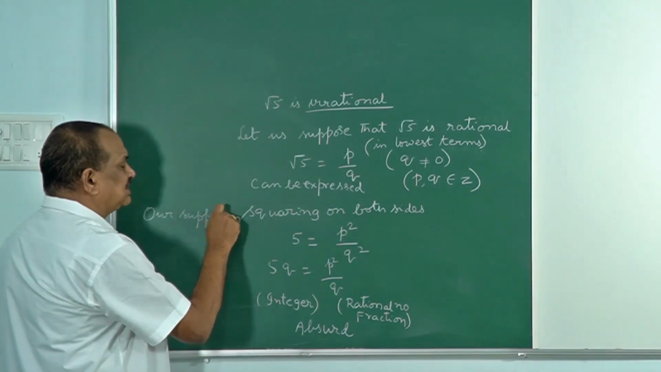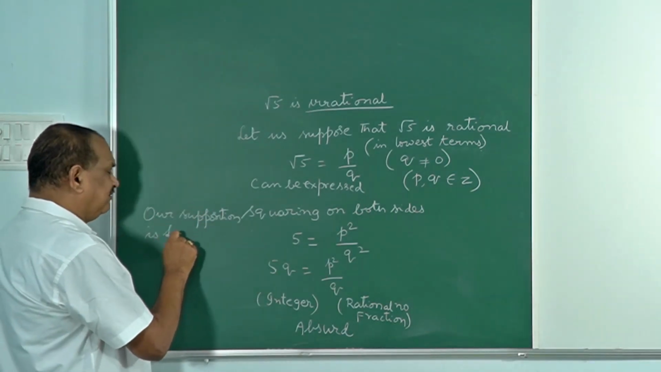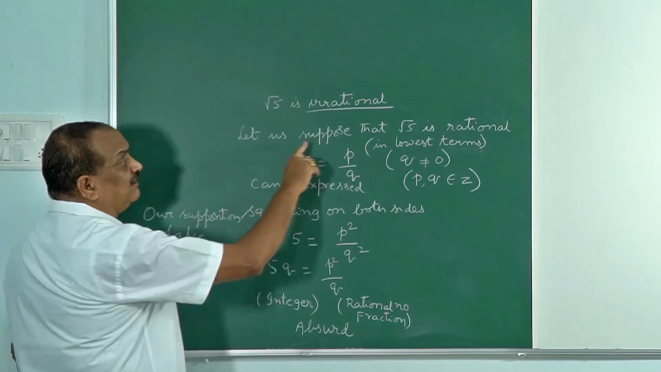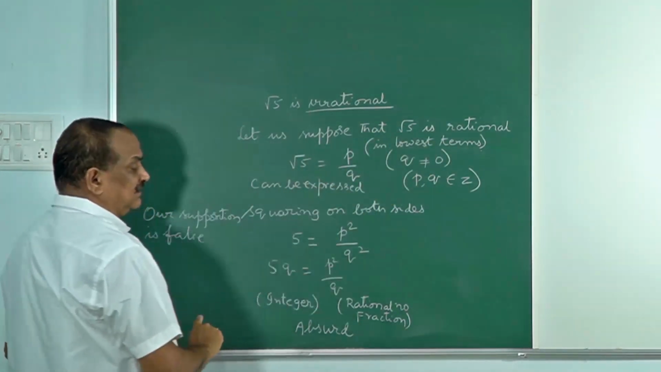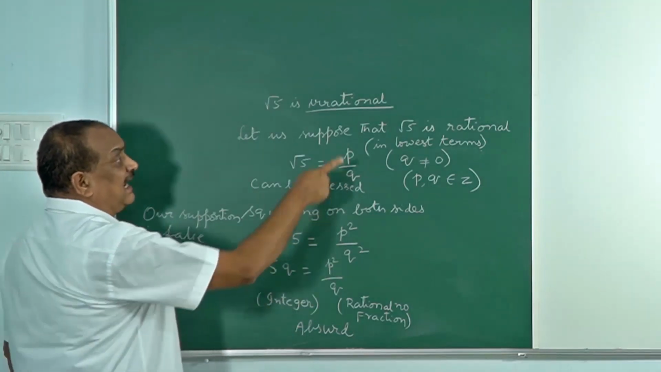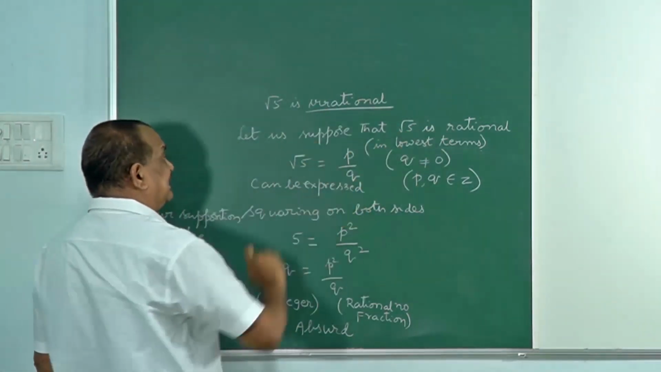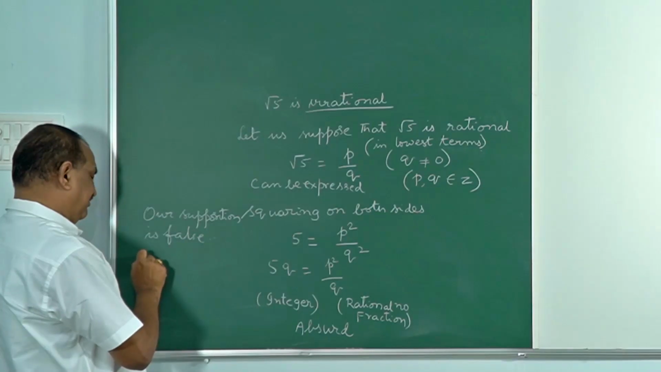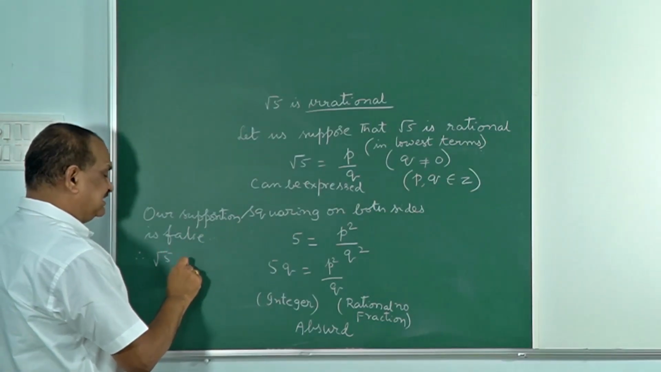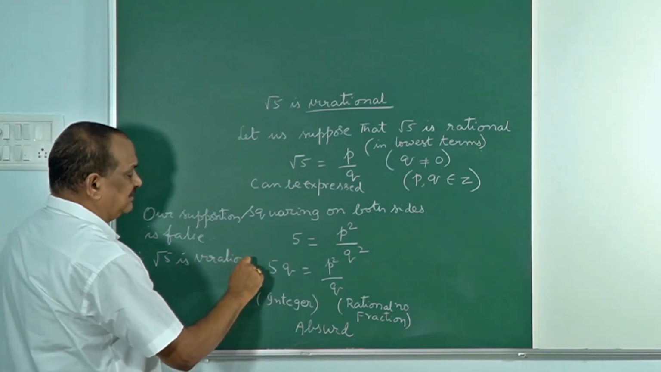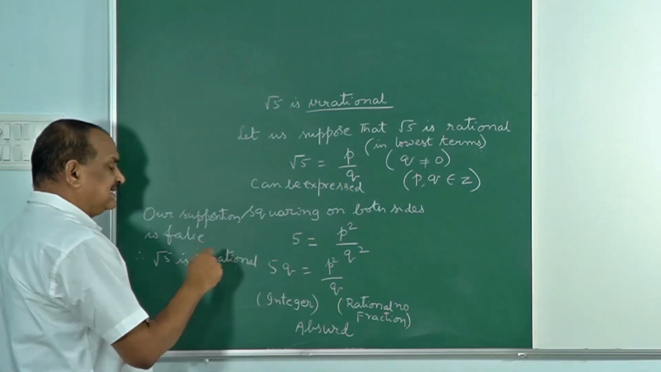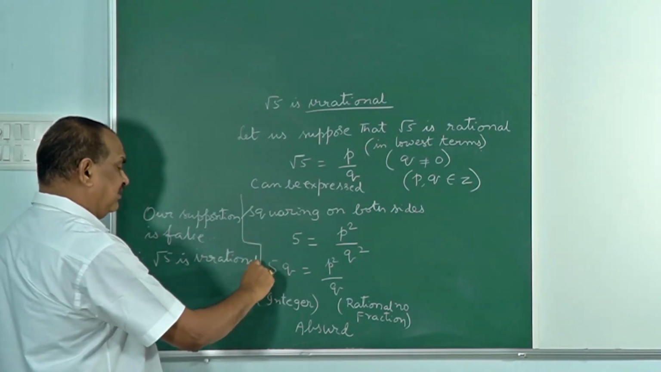What is our supposition? That root 5 is rational. This is wrong. That's why we got the absurdity here. And if this is wrong, this is right. Therefore, root 5 is irrational.